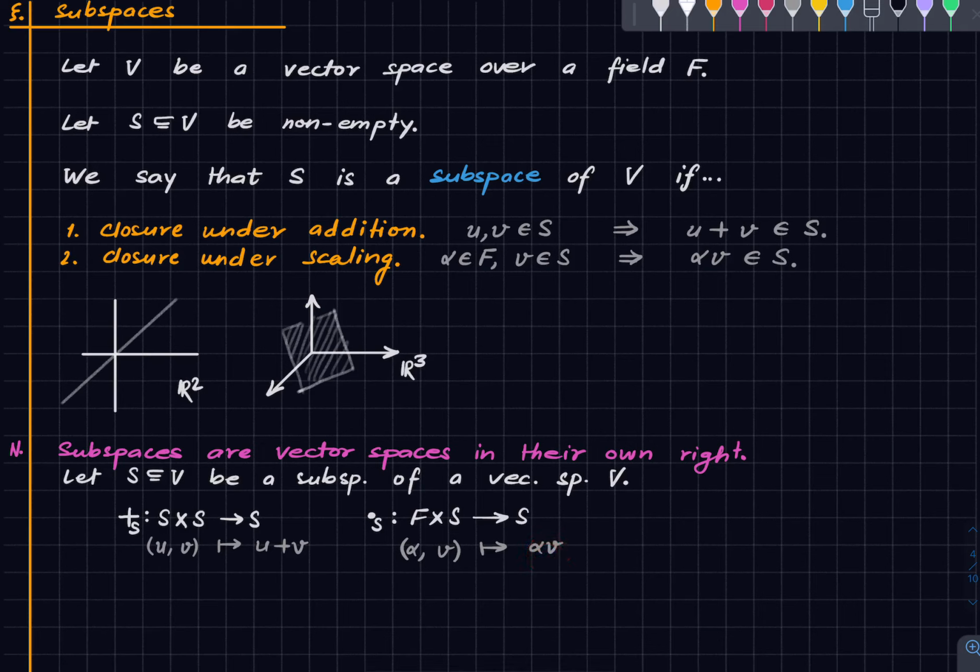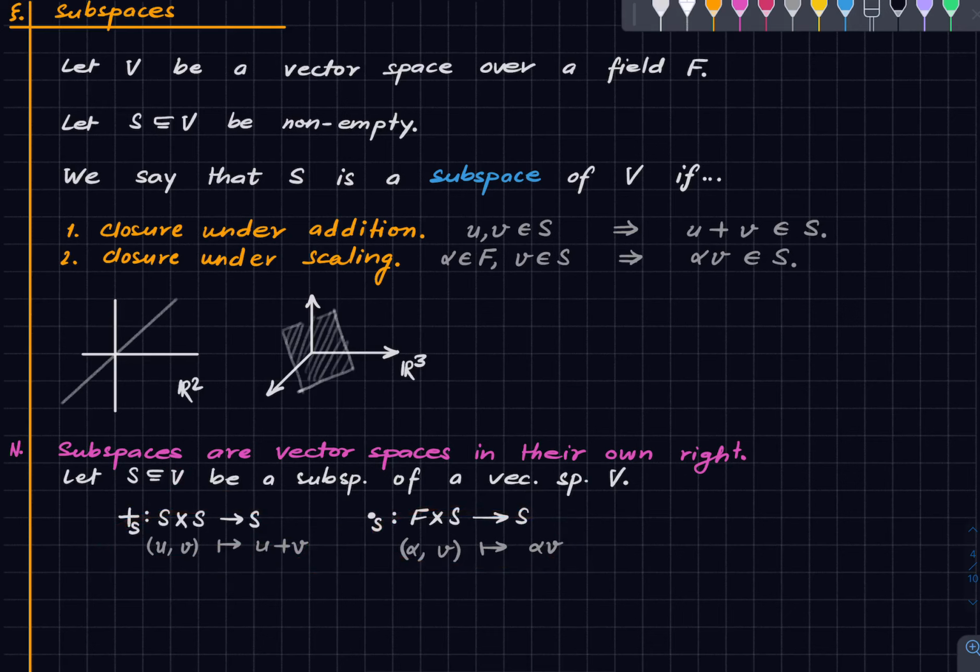And before we even make this definition, we should say that since S was closed under addition, this is well defined. Whenever you pick a pair of things in S, their sum as taken in the parent space also lies in S. So this is well defined, and by the same comment, this is also well defined. So this can be done only when S is a subspace. Otherwise, one cannot even define these two things.